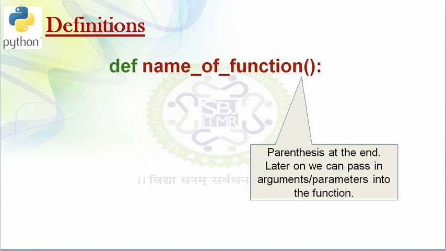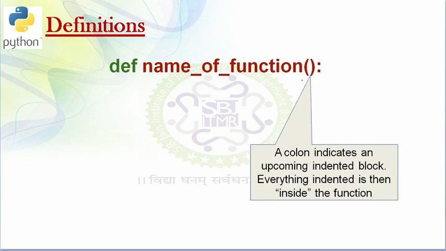Next is the parenthesis. First we give the def keyword, after that we define the name of the function, and after that we give the parenthesis at the end. This parenthesis can include the arguments that we want to pass into the function. Last one is the colon, which indicates an upcoming indented block, and everything inside the function is indented.